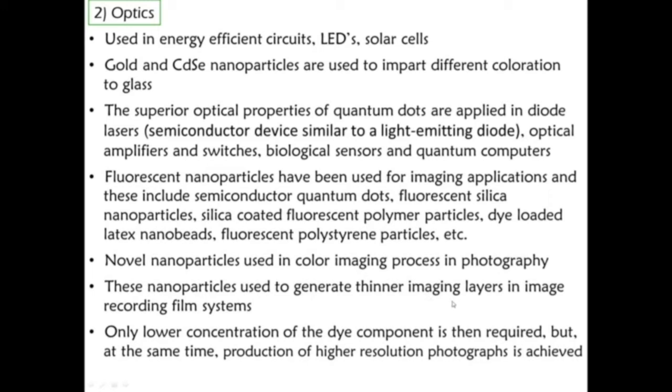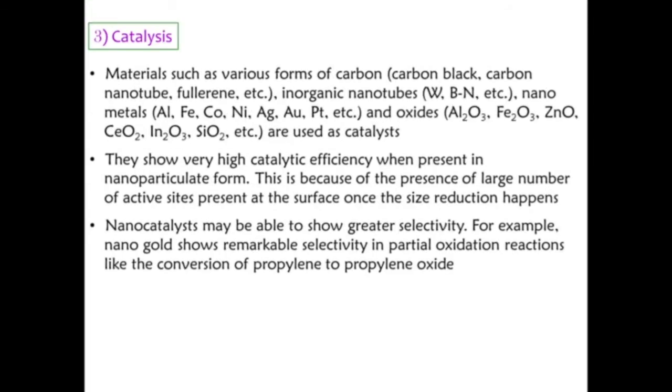They generate thinner imaging layers in image recording film systems. Only a lower concentration of the dye component is then required, but at the same time high resolution photographs are produced. This is what we really want, high resolution photographs. Because you know, five years back our mobile phones were not able to take high resolution images, but these days we are able to make images of very high resolution. So the technology is changing very fast. All this is mainly because of the application of nanoparticles or nanomaterials.